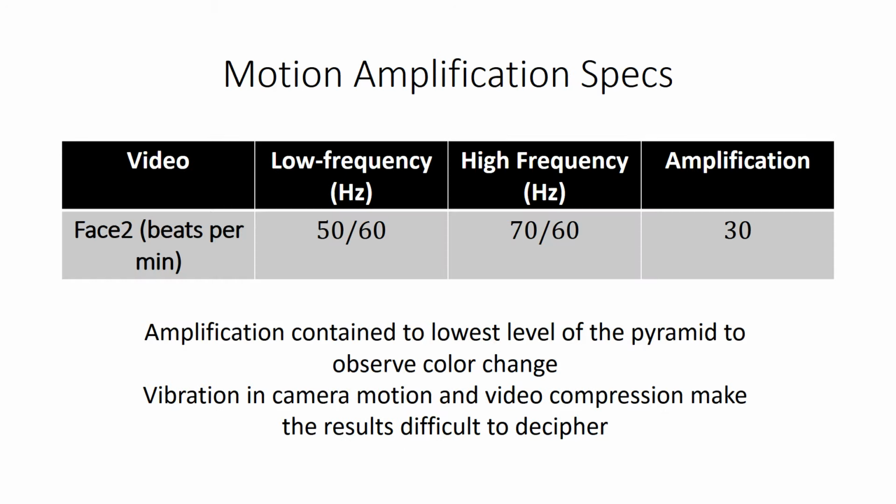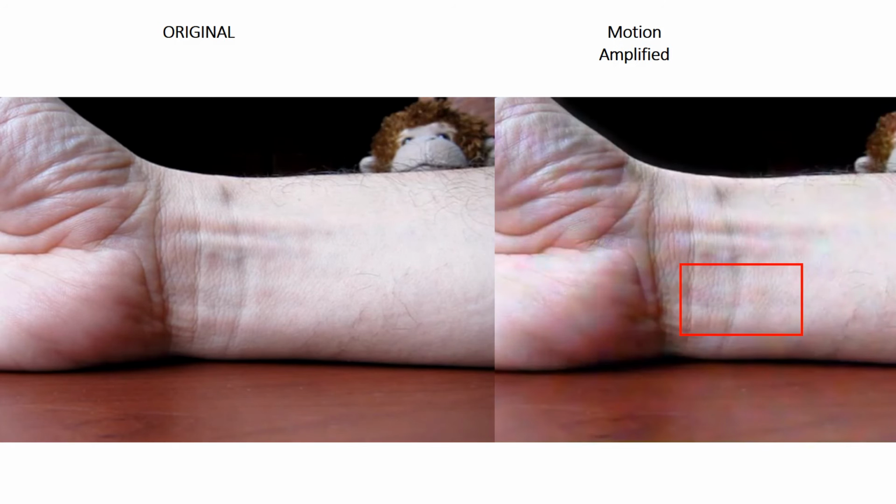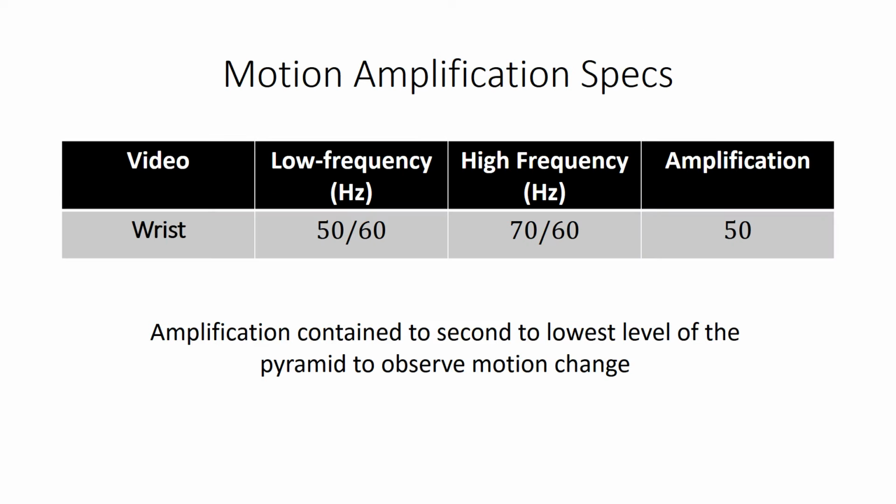Finally, we attempted to get a pulse by looking at the motion of a vein in the wrist rather than the color changes. There is still some slight motion magnification that we aren't interested in, but by looking in the correct vein area, we can clearly see the pulse going in and out. Again, the typical heart rate frequencies were amplified. In this case, we amplified the Laplacian levels to see the motion change and not the color change.